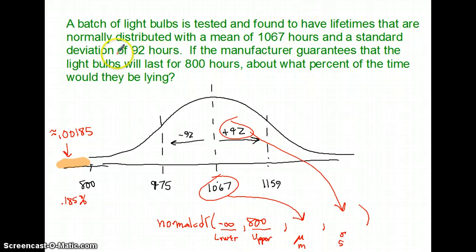As you're reading this, you're probably thinking, well, mean of 1067 and a standard deviation of 92, so you just see the word guarantee.